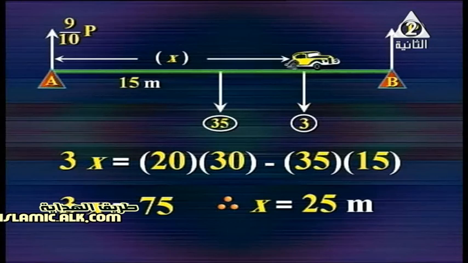Then look at, dear student, a car at a distance of 25 meters from point A. The pressure at A equals 9/10 of the pressure at B. Therefore, the car is at a distance of 25 meters from point A.